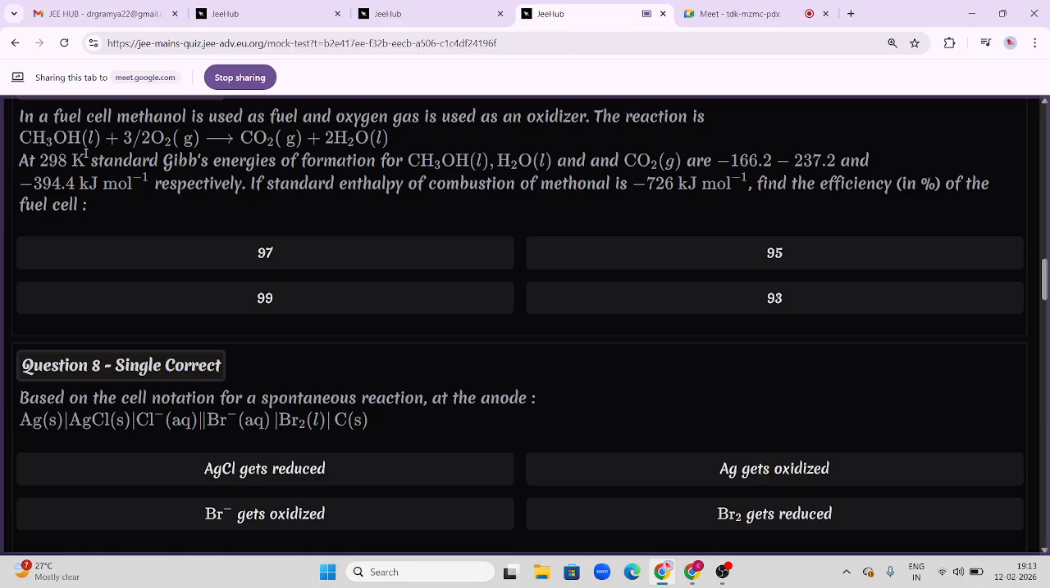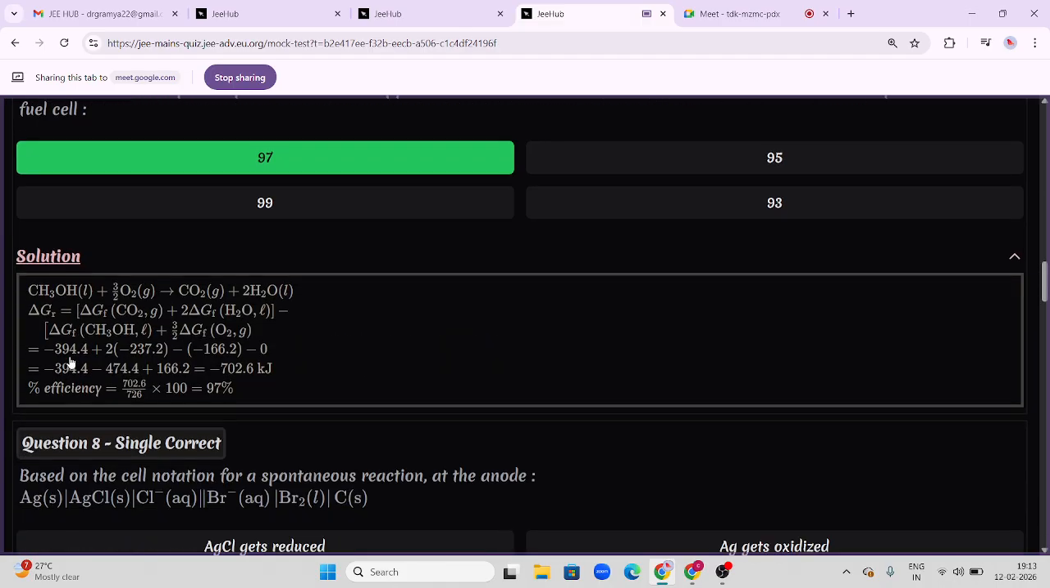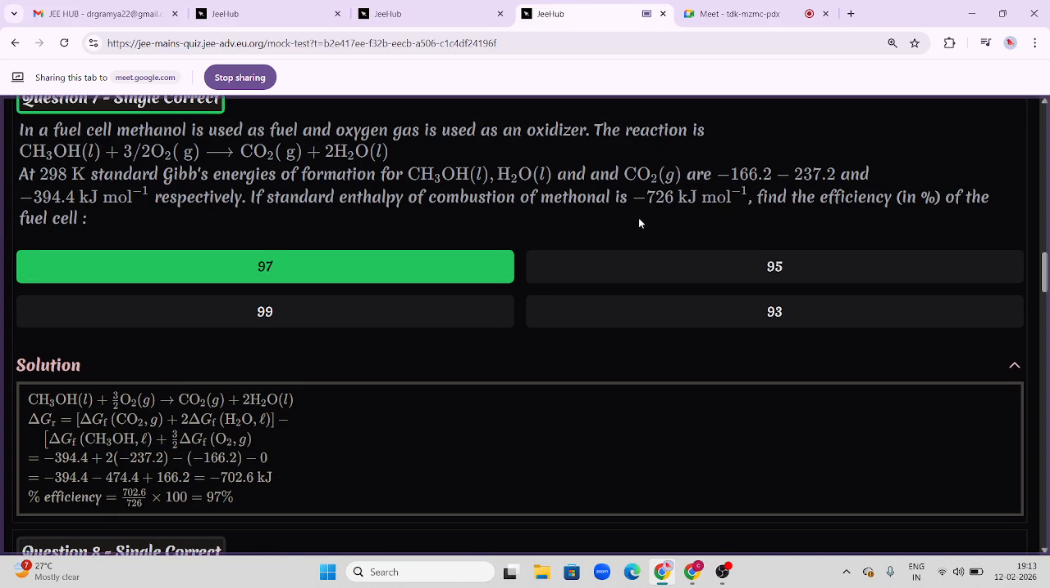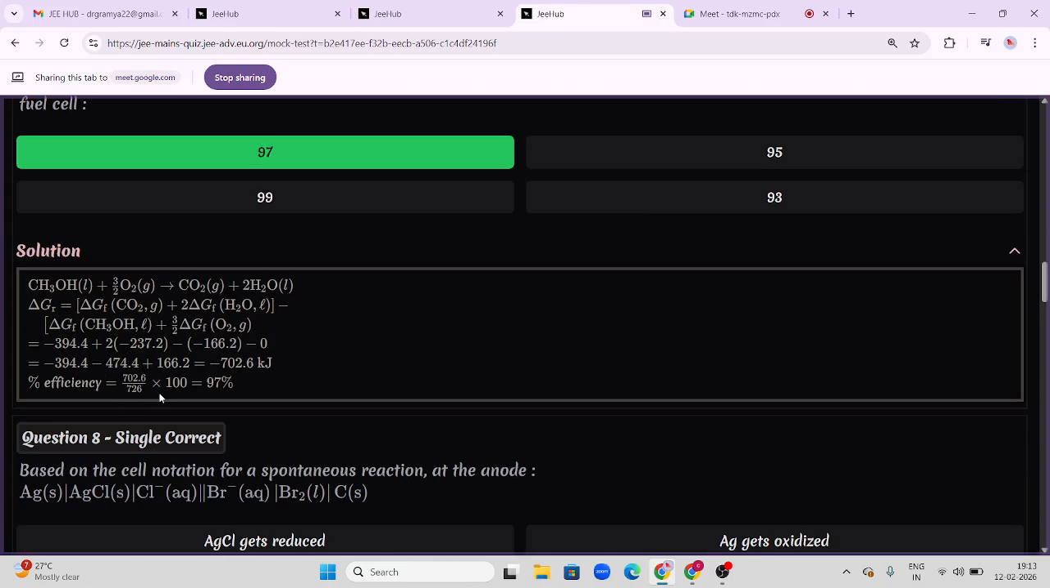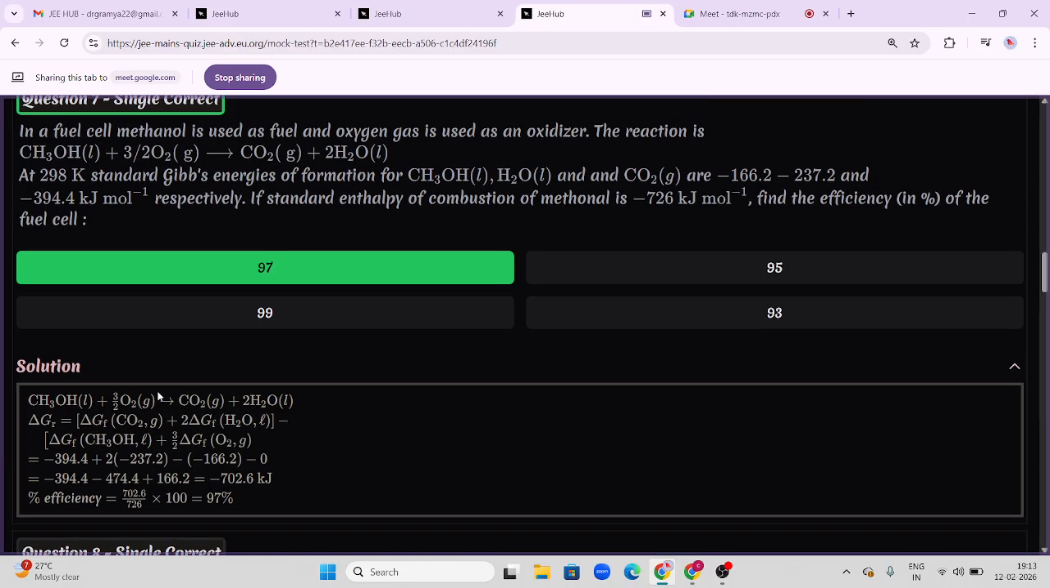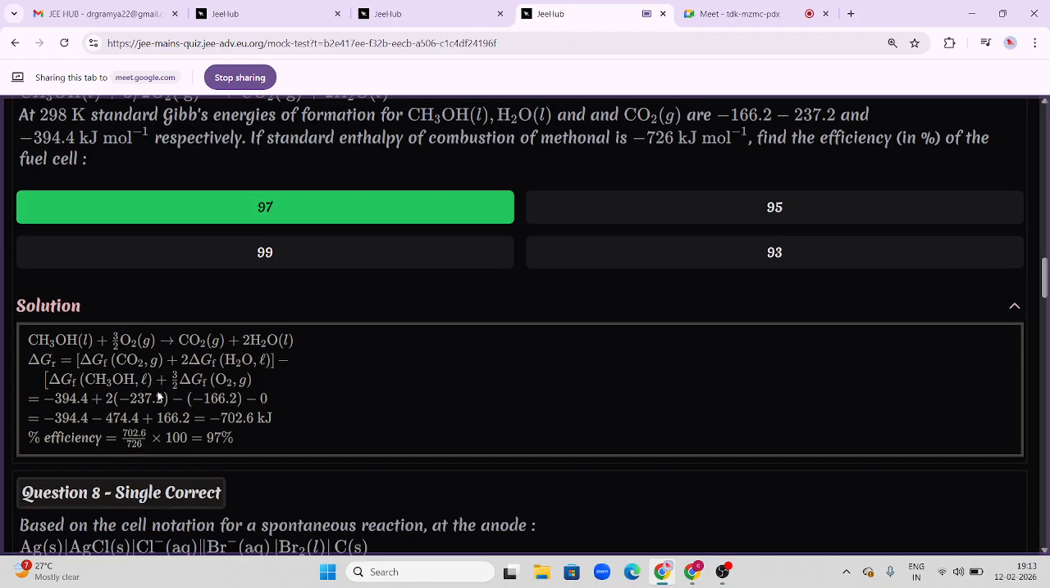Actually, this method, what you're saying, the first step is right. You are provided with all the values here. You calculate the delta G naught of the reaction here. This is your combustion reaction, isn't it? If it is happening, the standard enthalpy of formation should be minus 726 here. But as you're doing this, you find the answer to be minus 702.6. Actually, your expectancy is minus 726, but how much you get? 702.6. So the efficiency is dividing it by 726, multiplying by 100. Okay, got it. Good.